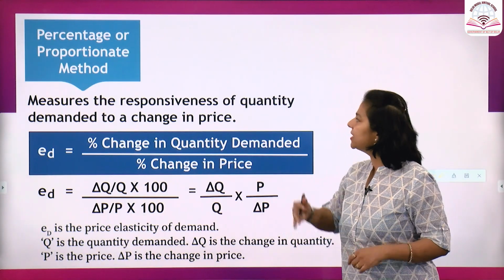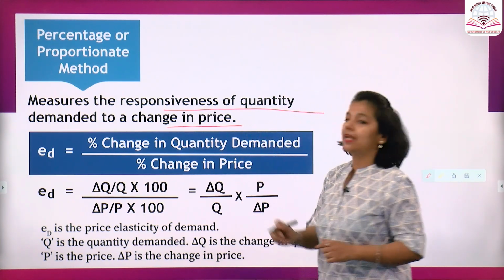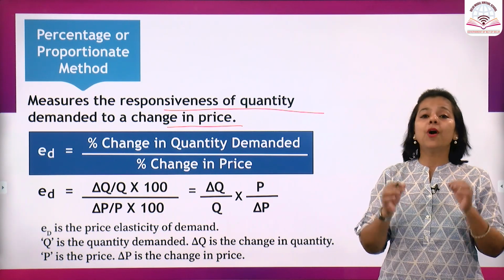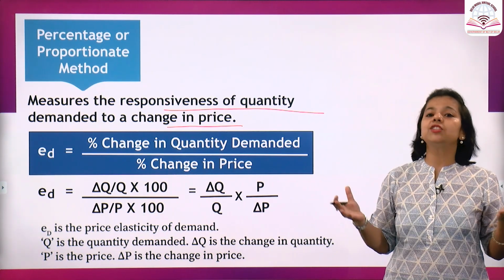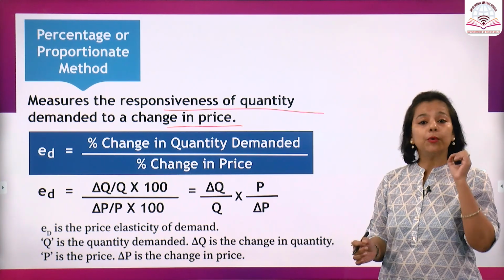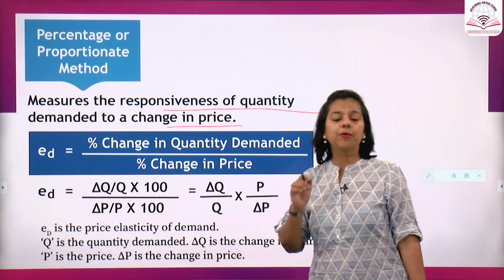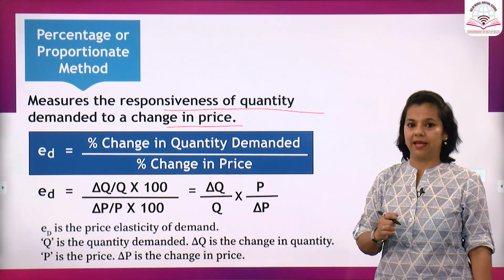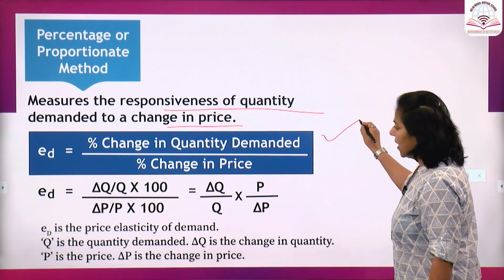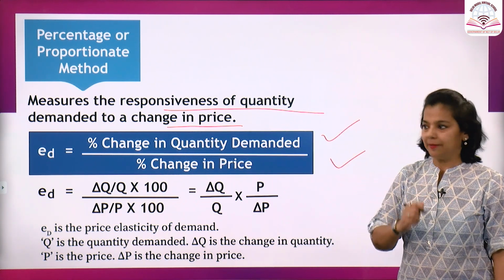It measures the responsiveness of quantity demanded to change in price. Price में change होने की वजह से quantity में कितना change आता है, हमारी demand में कितना change आता है, उसी को measure करने के लिए हम percentage method या proportionate method का use कर सकते हैं. And the formula is percentage change in quantity demanded divided by percentage change in price.